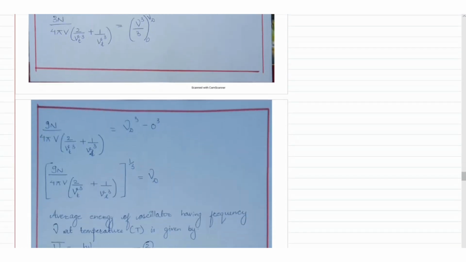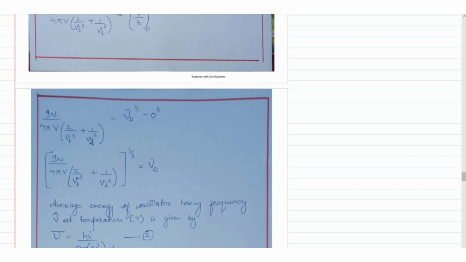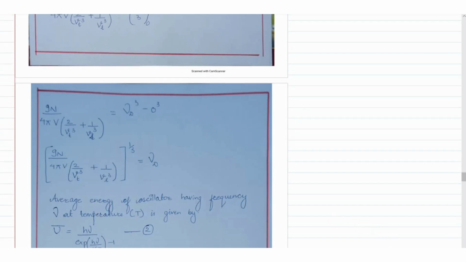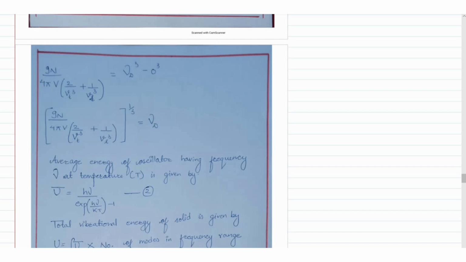So 9N by 4 pi V, 2 by v t cube plus 1 by v l cube. If we take this 3 to this side, it will be 1 by 3, equal to nu D cube. Next, the average energy of an oscillator having frequency nu at temperature T is given by, so now we are going to find out the average energy of the oscillator whose frequency is nu and temperature is T.